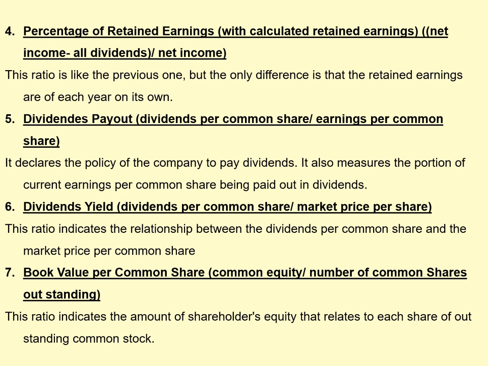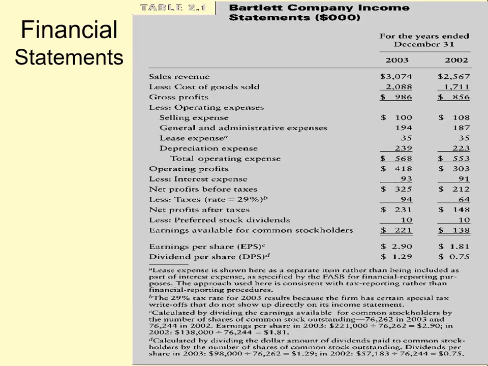And the last and famous one, the book value per common share, which means the common equity divided by the number of common shares outstanding. And the common equity in this case is going to be all equity, from which we are going to deduct the preference part or the preference section.